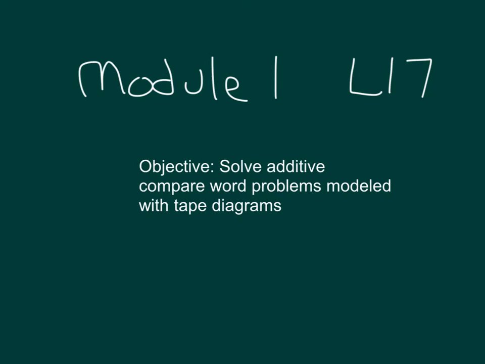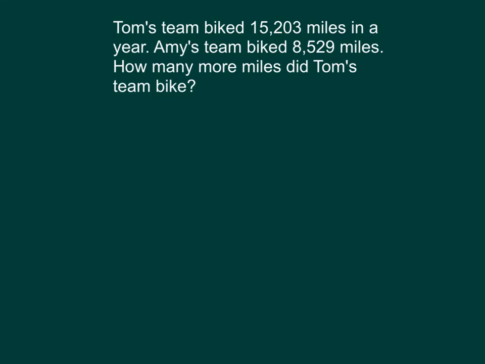The objective today is to solve additive compare word problems modeled with tape diagrams. First, we'll read the problem. Tom's team biked 15,203 miles in a year. Amy's team biked 8,529 miles. How many more miles did Tom's team bike?